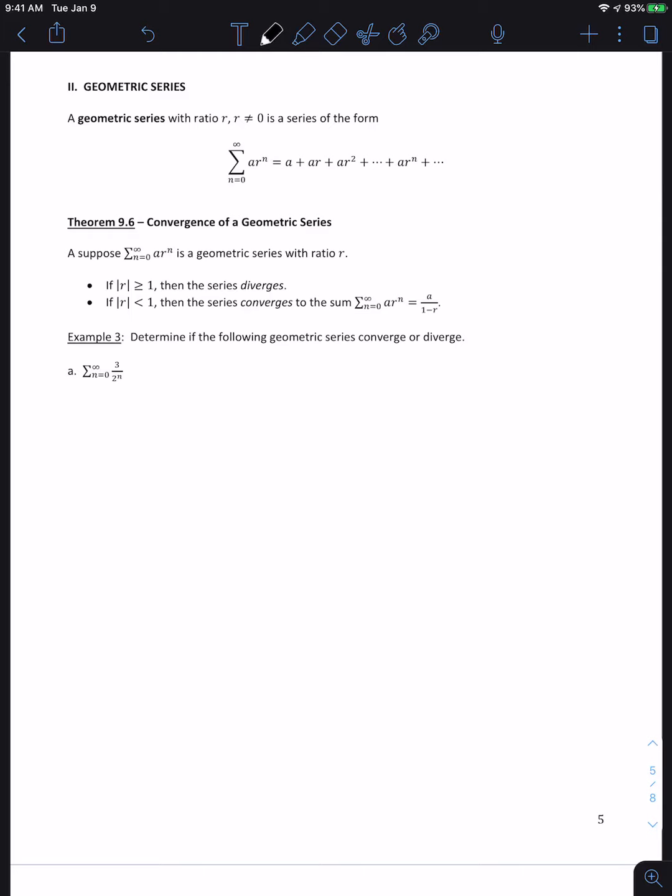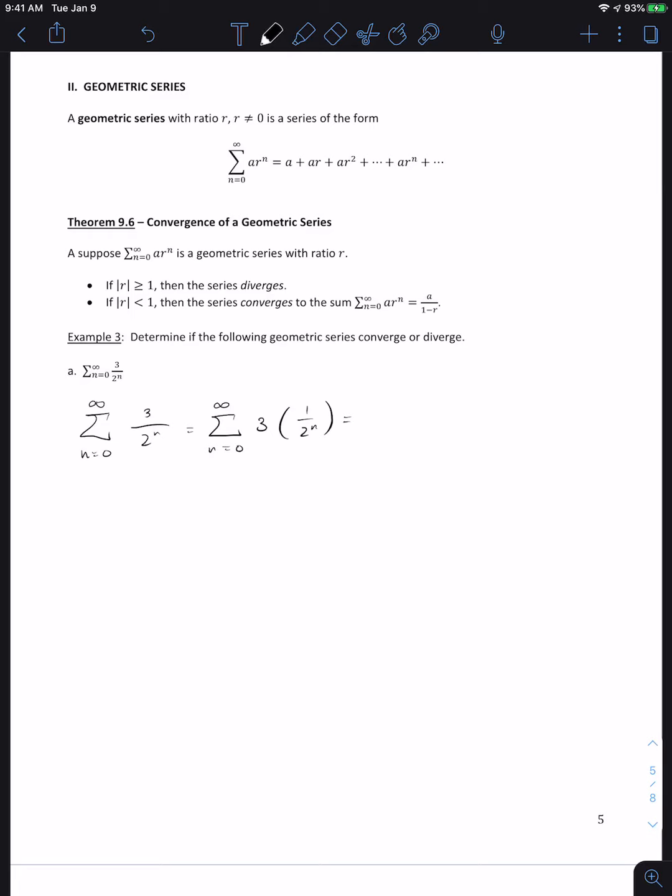So at first glance, we're like, hey, that doesn't really look like a geometric series, right? That doesn't look like a times r to the n. But we can do some manipulation. So our series here, n equals 0 of 3 over 2 to the n, well, notice that that 3 is not taken to the nth power, and it's in the numerator, so I can just think about it as a coefficient. So in other words, I could rewrite that as 3 times 1 over 2 to the n.